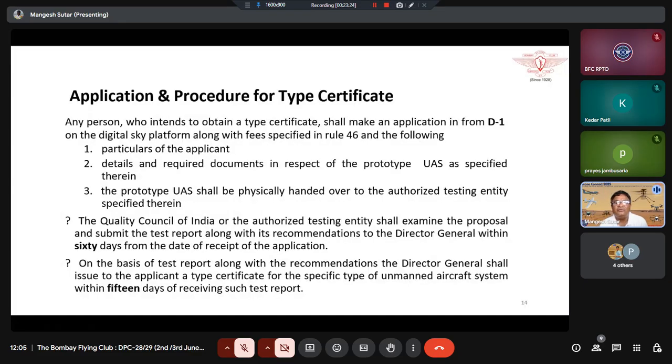So once the Quality Council of India gives its recommendations to DGCA, DGCA will take 15 days to award you the type certification for your drone.